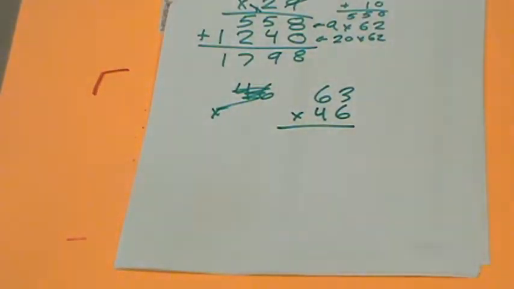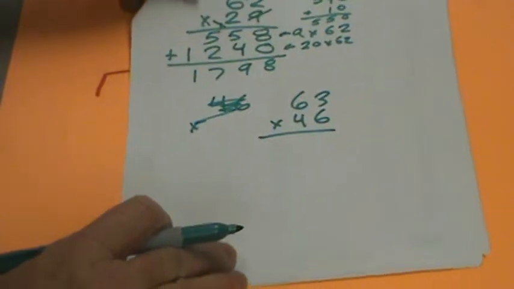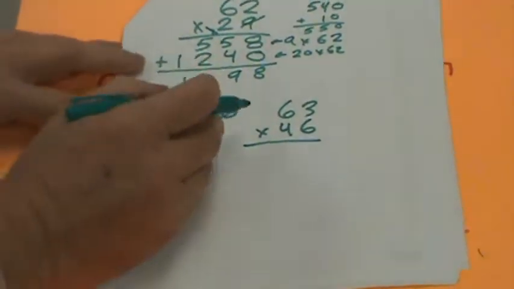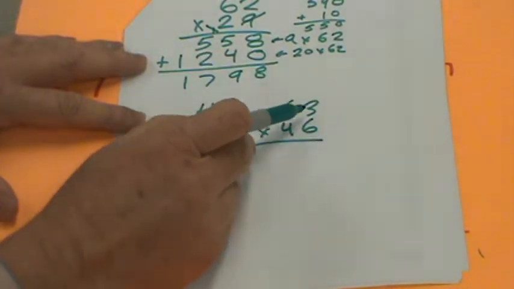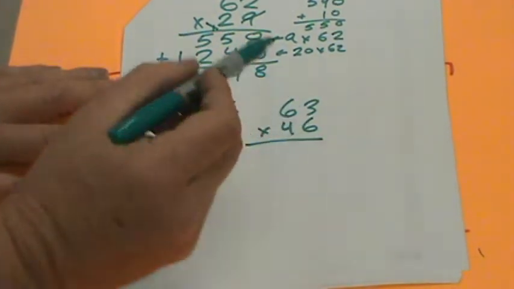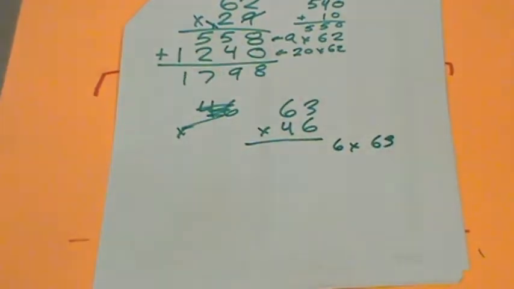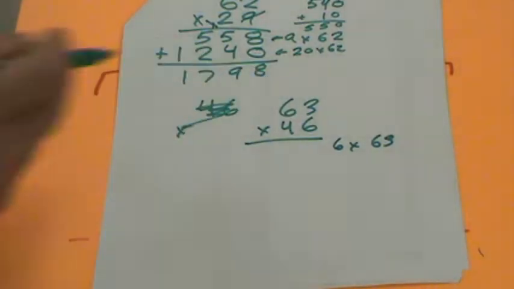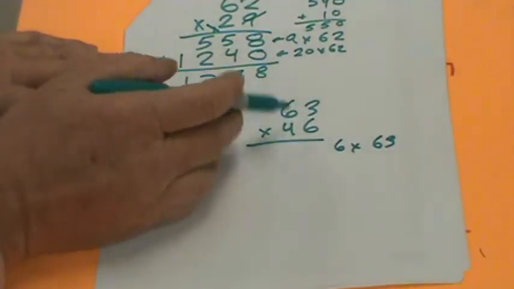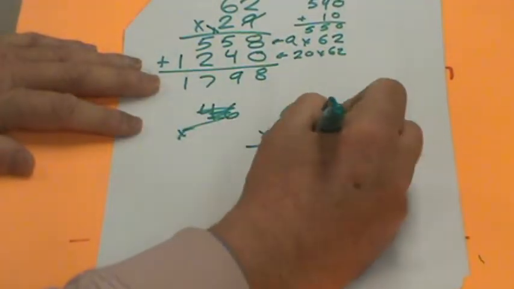Now, let's think about it. The first step in this problem is 63 times 6, okay? So 6 times 63. That's what we're focused on first. What could 6 times 63 be? Well, 3 ones times 6 ones is 18 ones, right? 3 times 6 is 18 ones.